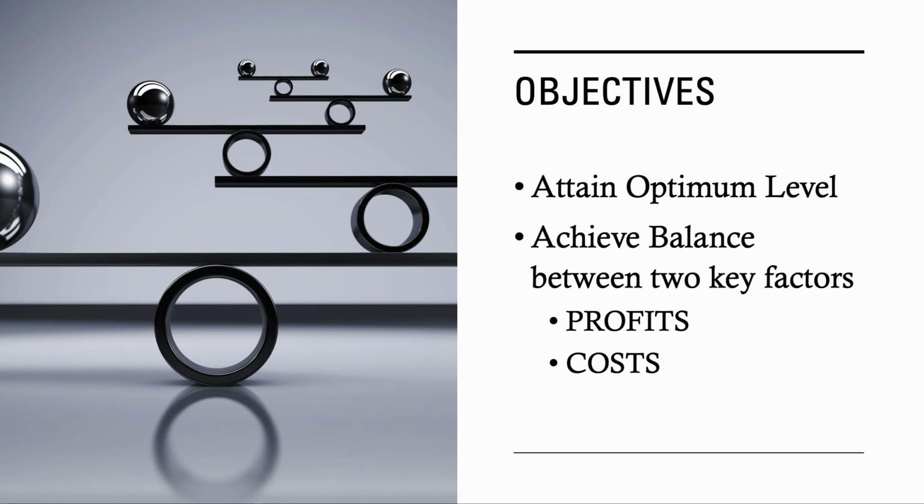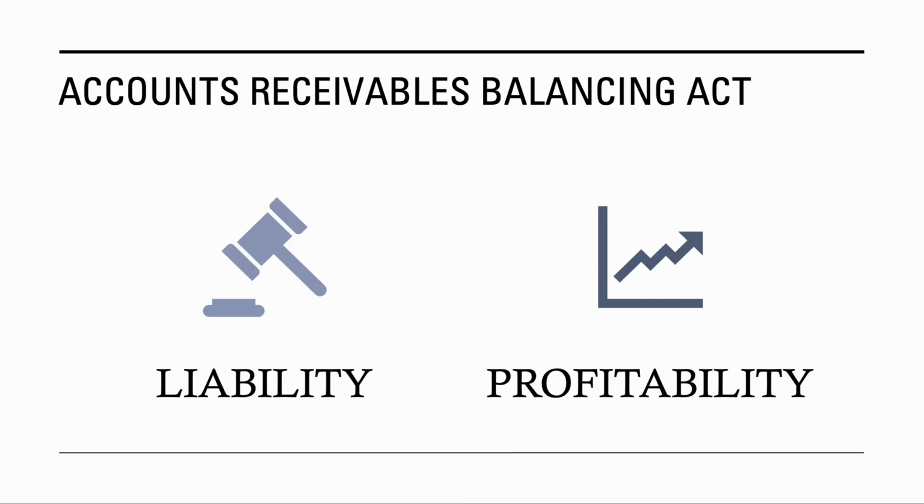And the second aspect is the cost. So if I am offering a credit of $1,000 to my customers, at what cost am I doing it? Am I overdrawing funds from the banks, or am I taking a loan? If I take a loan, what's the interest that I'm paying on the loan? So those are the elements which we really need to consider, and it's really about a balancing act. So when we talk about accounts receivable, we need to really balance the liability side of things and the profitability side of things.